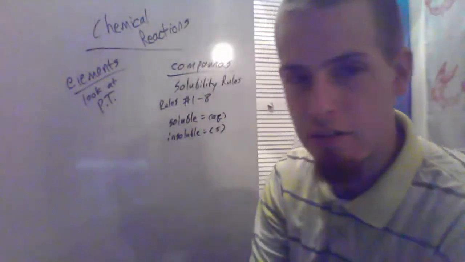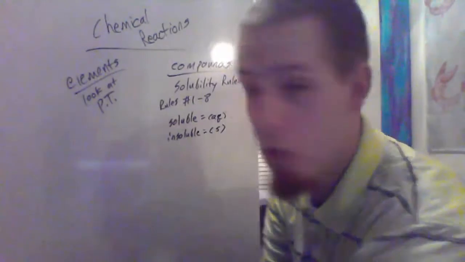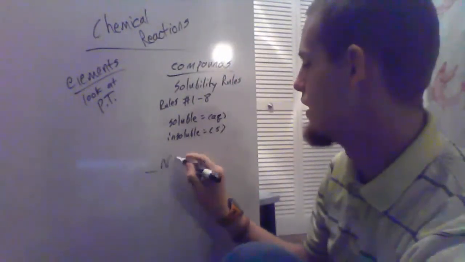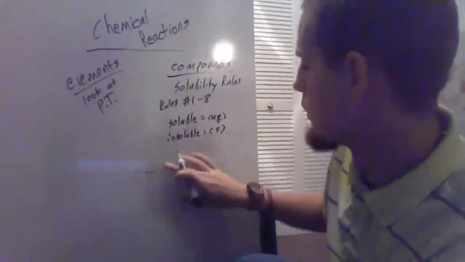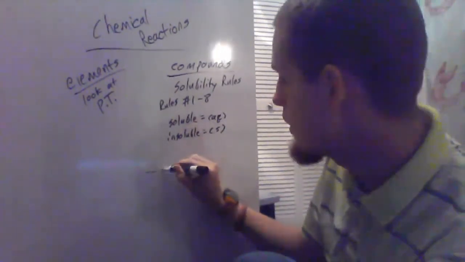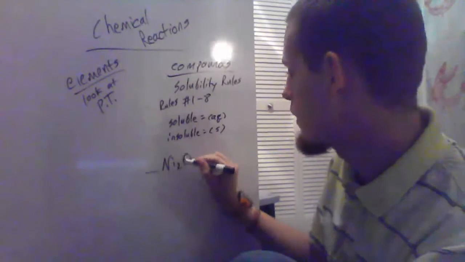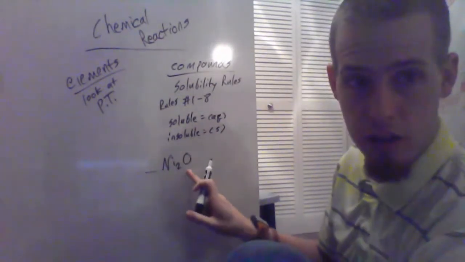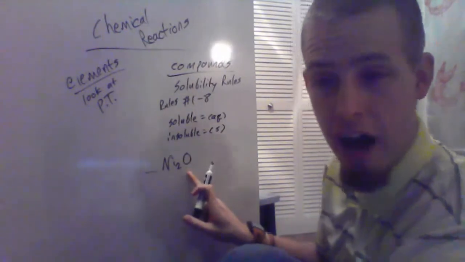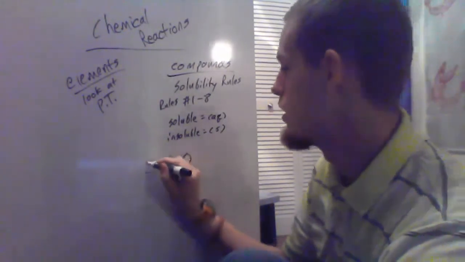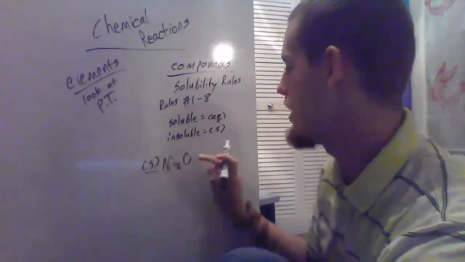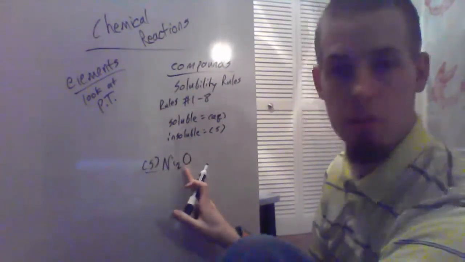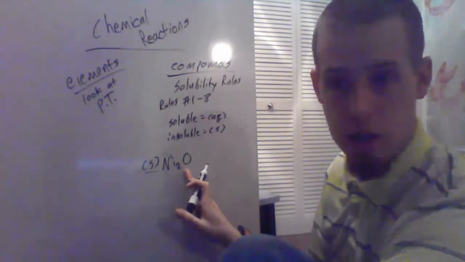Oh, okay. So when looking at that, you might have something like... no, I already did that one. Let me do a different one. You might have something like nickel, which is not on there. Nickel is not on your chart, but oxygen is. And I'm pretty sure it's rule 5, but rule 5 says that oxides are insoluble. So this is going to be a solid, because oxides are insoluble.